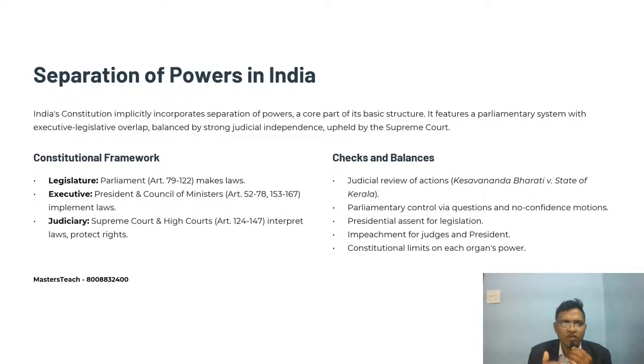The constitutional framework in India: legislative, that is in parliament, Articles 79 to 122, makes the laws. Then executive powers, which lie with the President and Council of Ministers, Articles 52 to 78 and 153 to 167, implement the law, that is executive. And judiciary, Supreme Court and High Courts, Articles 124 to 147, interpret the laws and protect the rights.